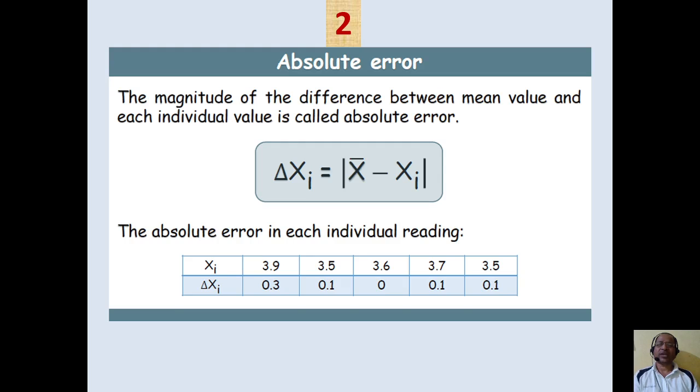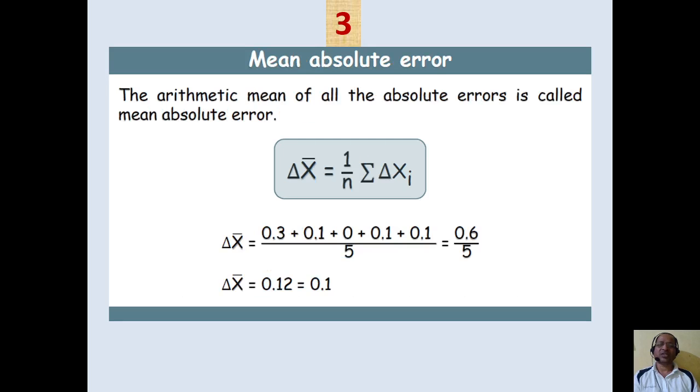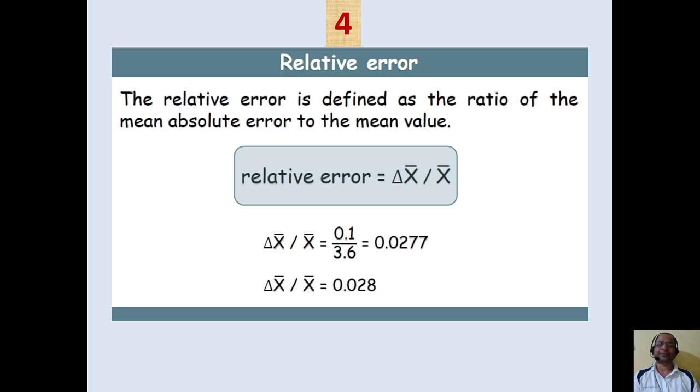Second step, find the absolute error. Absolute error is simply the difference between the mean value and each individual value. We take only the magnitude, not the sign, so all absolute errors should be positive. The difference is written in mod. So from the 5 measured readings, we have found 5 absolute errors. Now the third step is to find the mean of all these absolute errors. The arithmetic mean of all the absolute errors is called the mean absolute error. In this example, it is 0.1.